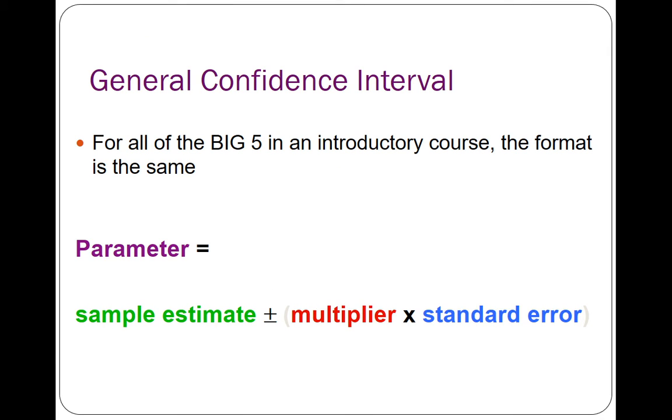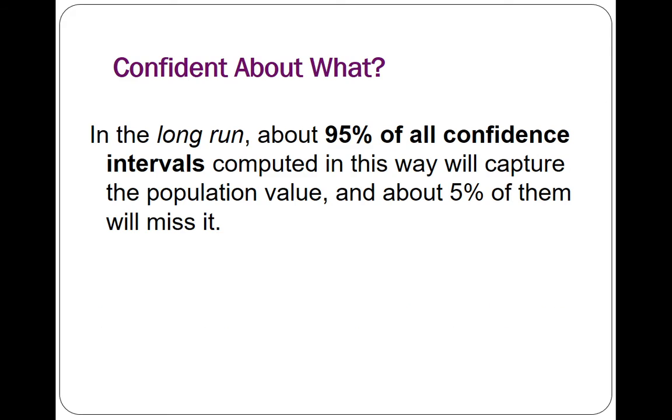And again, in the big five, in almost all introductory statistics courses, it's that same sort of idea, sample estimate plus or minus the multiplier times the standard error. Now, when we say a confidence interval, we're saying in the long run, if we use this method over and over again, we would capture the true population parameter 95% of the time. Okay, so it's the method that does it. And if we say 95% we're confident, 95% of the intervals we compute will capture the true parameter, 5% of them will miss it. Lauren?